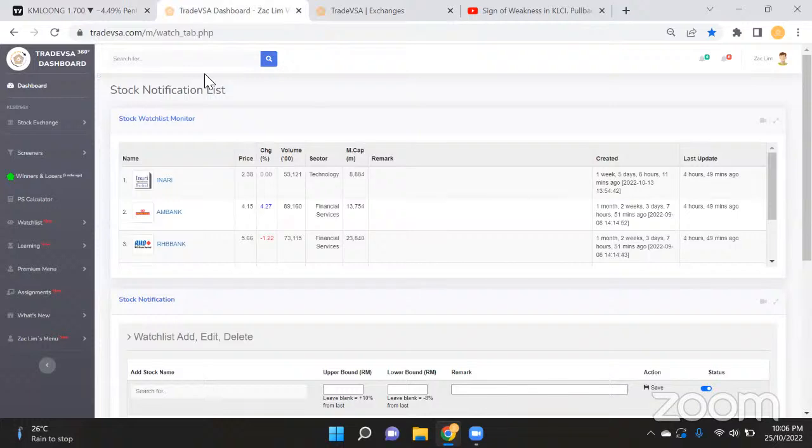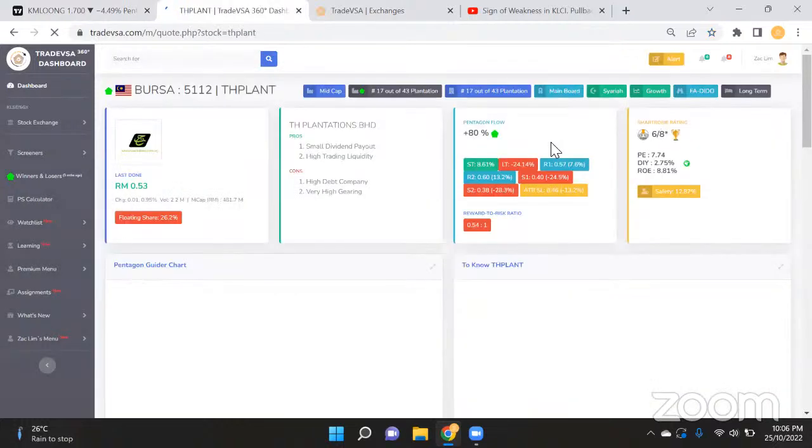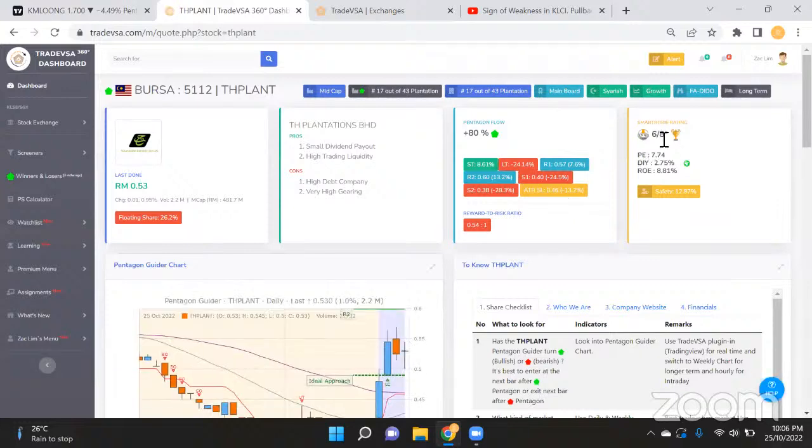For example, like me, if I look into TH Plant, let's check quickly. FA rating 6 out of 8. If you feel that you're not really comfortable trading counters at 2 cents, 20 cents, penny counters with no FA, then maybe you want to look for something like TH Plant.